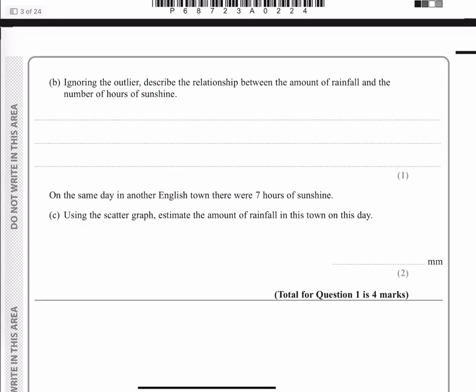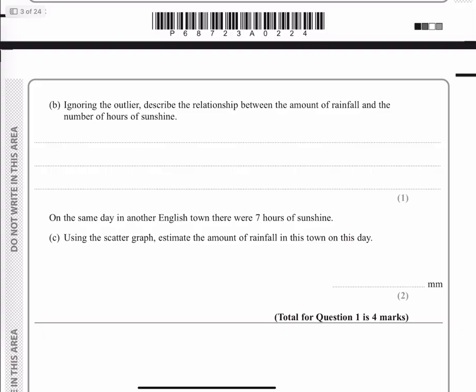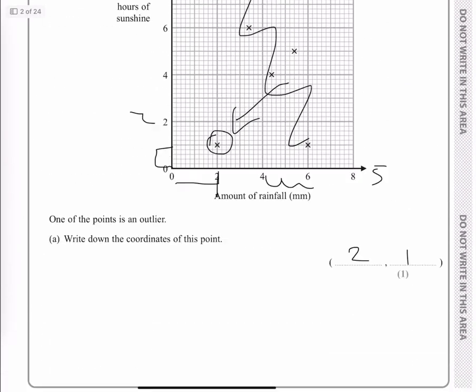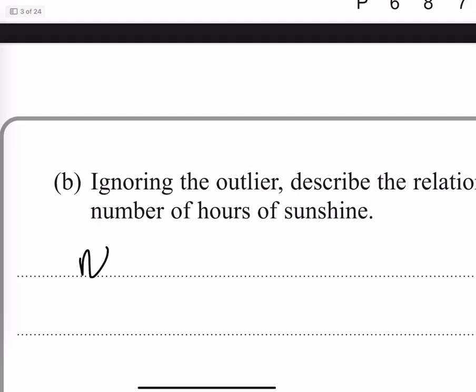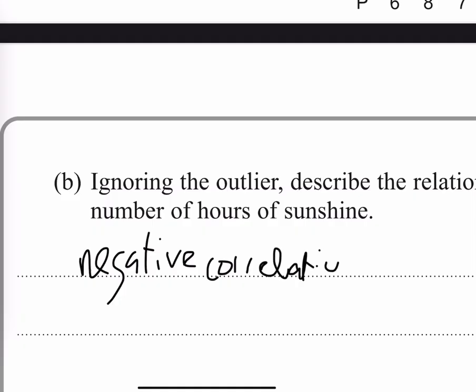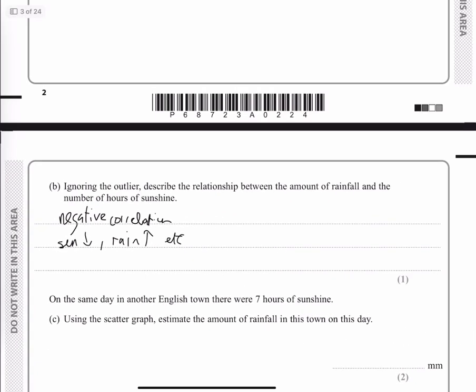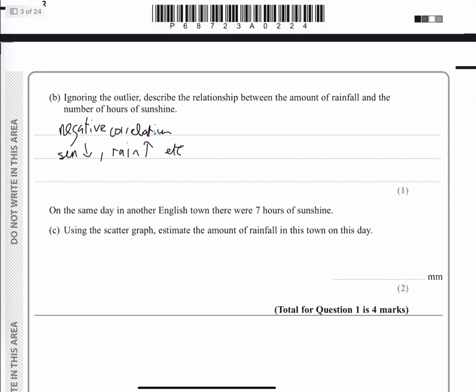Moving on. Ignoring the outlier, describe the relationship between the amount of rainfall and the hours of sunshine. Okay, well it's a negative correlation, isn't it? So we can write that, but you probably want to put a sentence with it. Negative correlation. Sun down, rain up, etc. You probably want to say the more rain there is, the less sun there is, something like that, but I can't be bothered to say that.